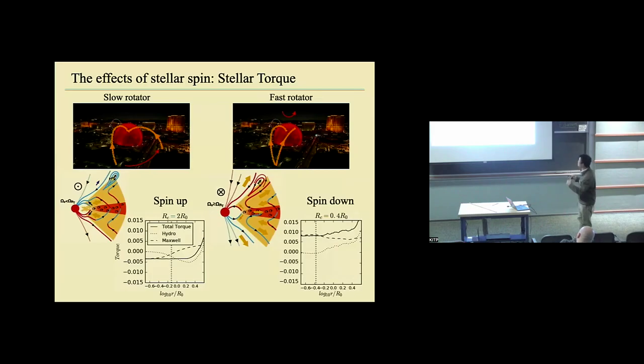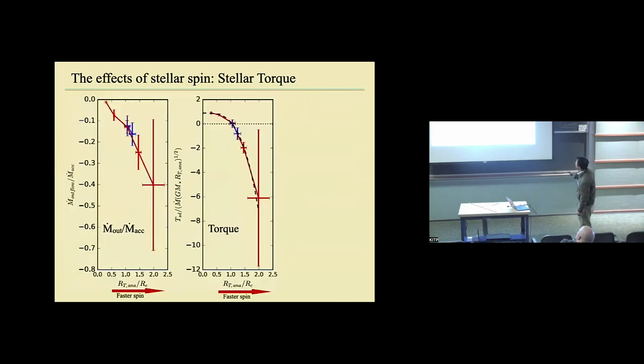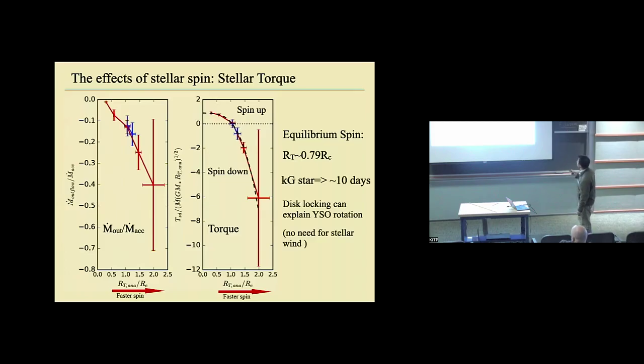By running a lot of simulations, you could measure the torque and find this equilibrium point. That should be the point where most of the young stars should be. This equilibrium point is around when the truncation radius is 80% of the co-rotation radius. So the truncation radius is very close to the co-rotation radius, just slightly inside it. If you use a kilogauss star, this corresponds to the star rotating at 10 days, consistent with most young stars' rotation. So this disk locking mechanism could actually explain a lot of YSO rotation, so we do not have to invoke something like a stellar wind.